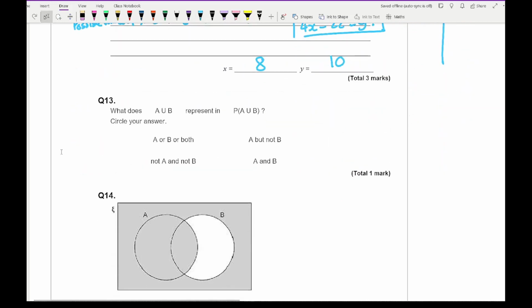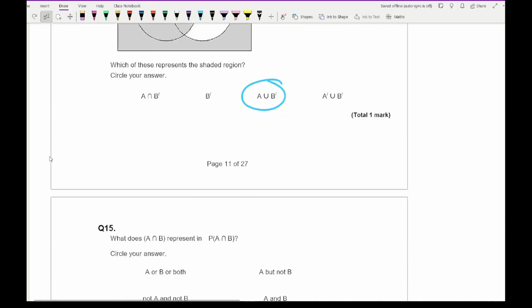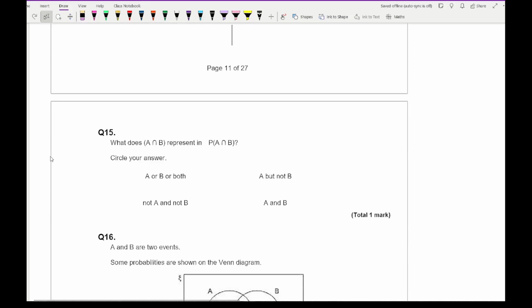Moving on to question 13, it says, what does A union B represent in probability of A union B? And that basically is A or B. So it's going to be A or B or both. So it's that one there because it does include the both. Then with question 14, it says, which of these represents the shaded region? And basically it's going to be A or not B. So it's this value here. Then moving on to question 15, it says, what does this represent? And that represents A and B.